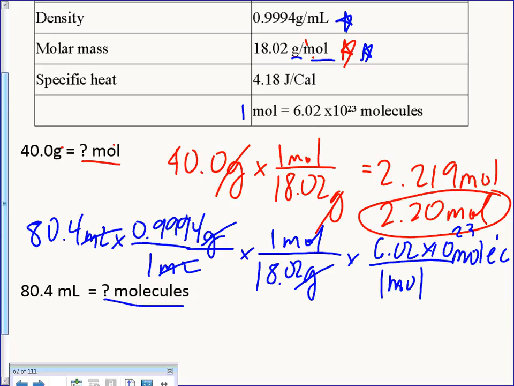Okay, so now how do you calculate moles and moles cancel? How do you calculate this one? In your calculator, 80.4 times 0.9994, and you can either multiply by parentheses 1 divided by 18.02, or you could kind of stop your calculation and divide by 18.02. Then multiply whatever that is by 6.022 times 10 to the 23rd.